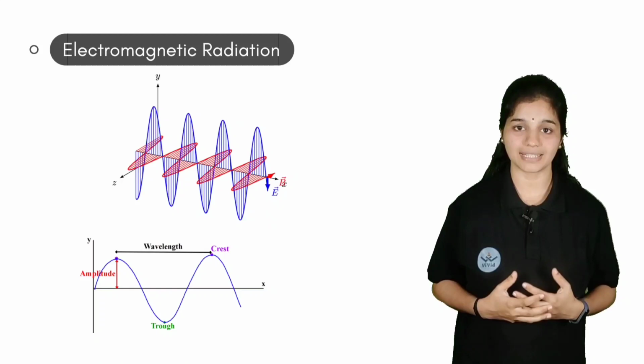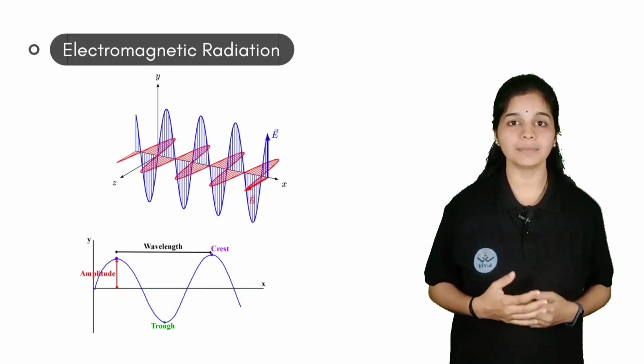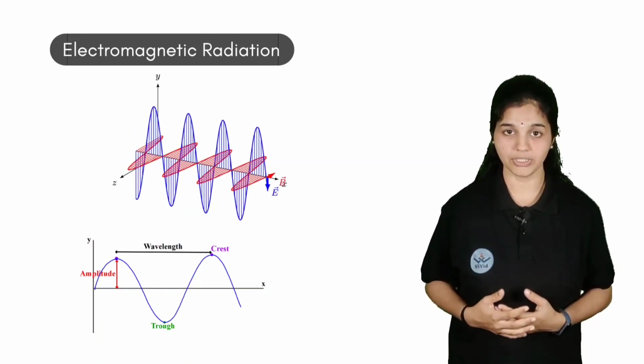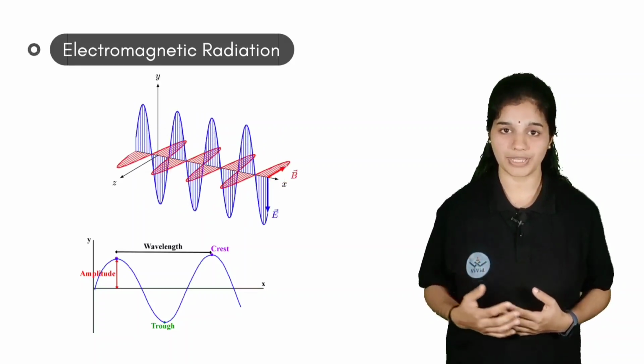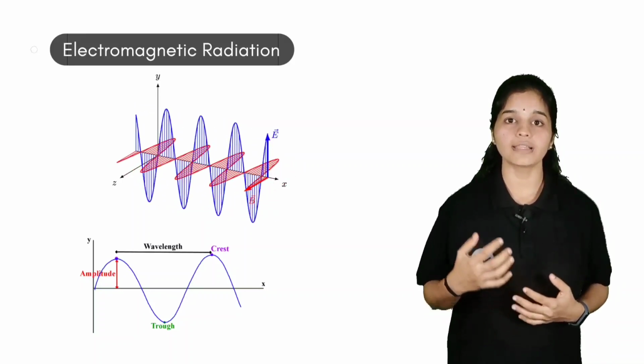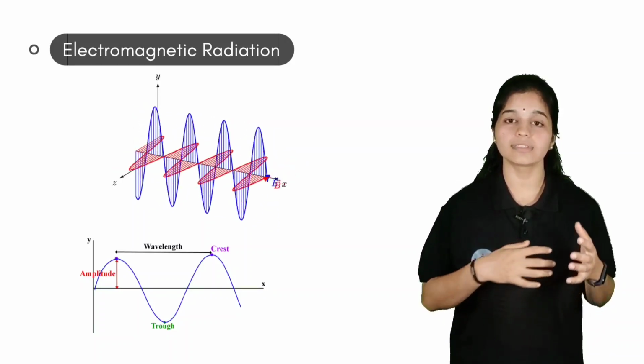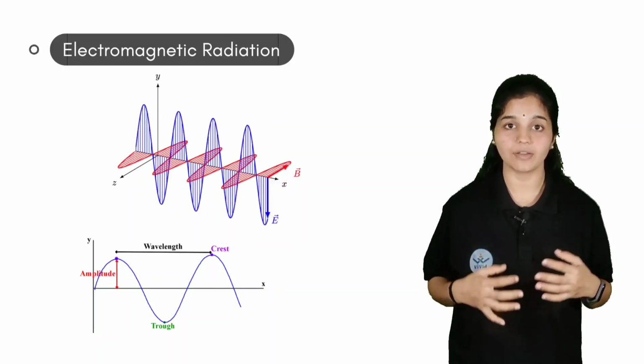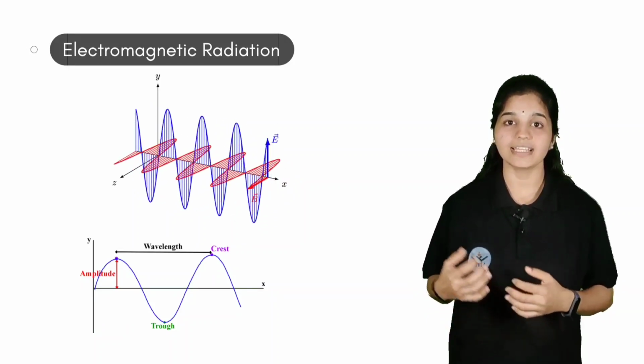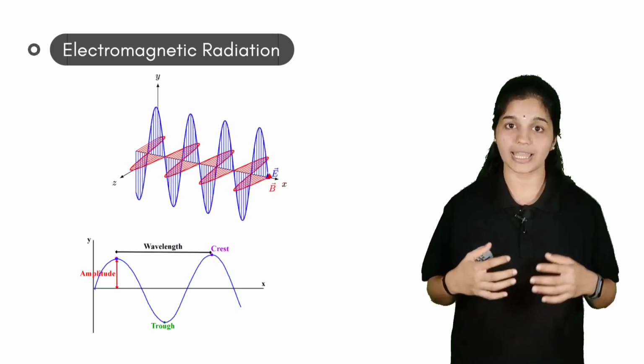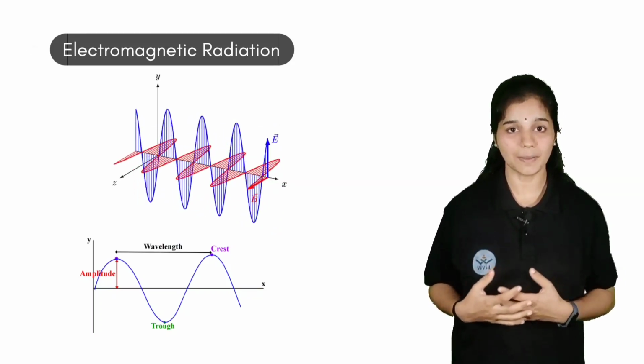These electromagnetic radiations do not require any material medium for their propagation. They can travel through space. For example, if you consider sound waves, we know sound waves require a material medium for their propagation, whereas these electromagnetic radiations can propagate without any medium.